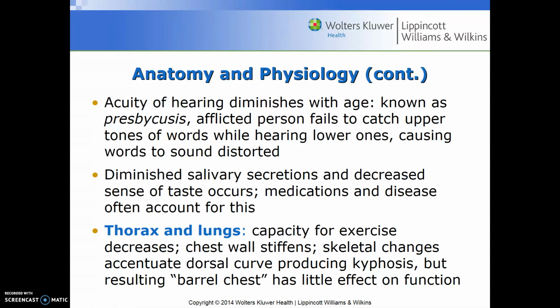The thorax and lungs, they do lose capacity for movement and expansion because of stiffening. Even the dorsal curve from skeletal changes might produce some kyphosis, which rounds the chest. However, we still see in elderly that they maintain a pulse ox of over 90% typically.